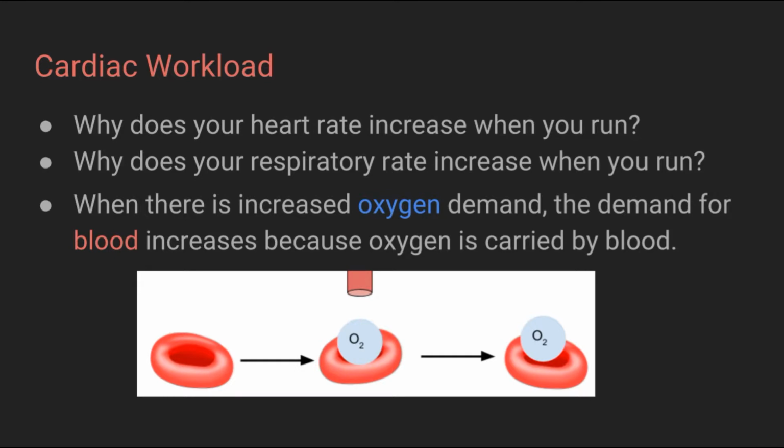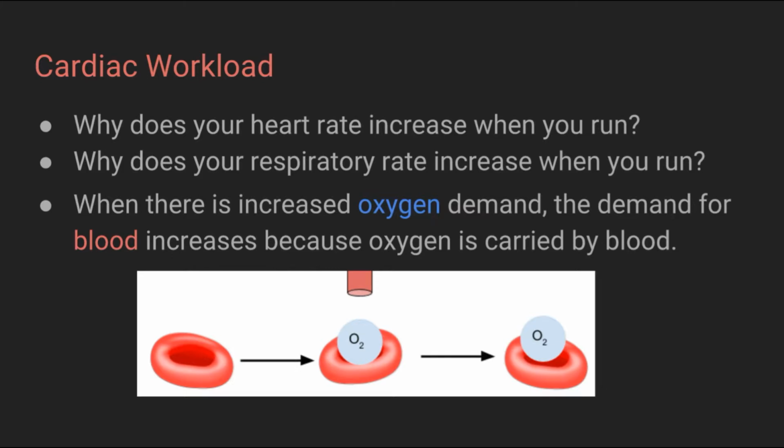So we need blood first to supply tissues with oxygen, glucose, and electrolytes. Remember, electrolytes are things like sodium, potassium, and calcium, which are really important for resting membrane potential and depolarizations, things like that. But you also need blood to wash away the products of cellular metabolism, like CO2. So that's also why you breathe harder when you run.